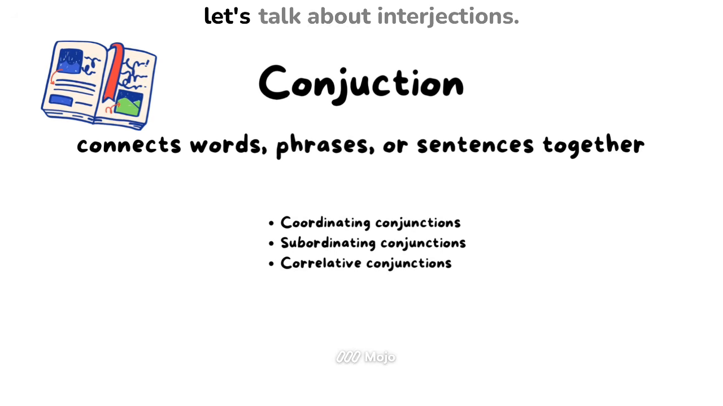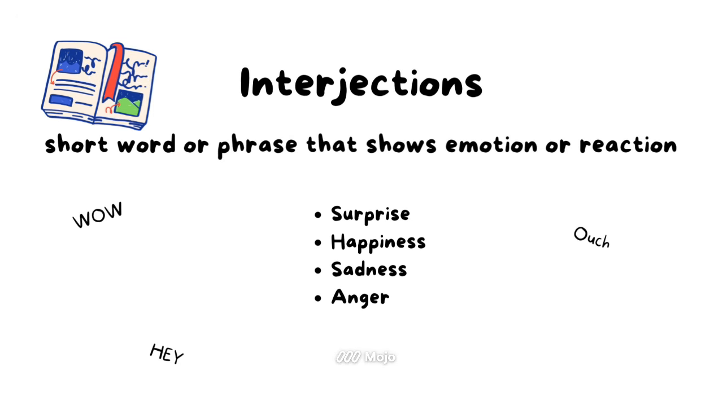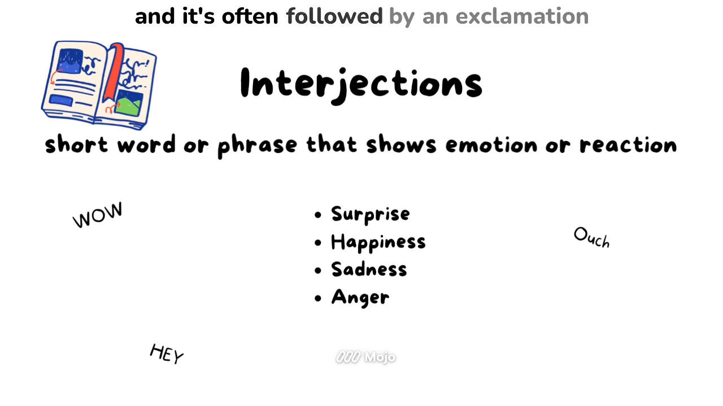And finally, let's talk about interjections. An interjection is a short word or phrase that shows emotion or reaction. It can express surprise, happiness, sadness, or anger, and it's often followed by an exclamation mark.